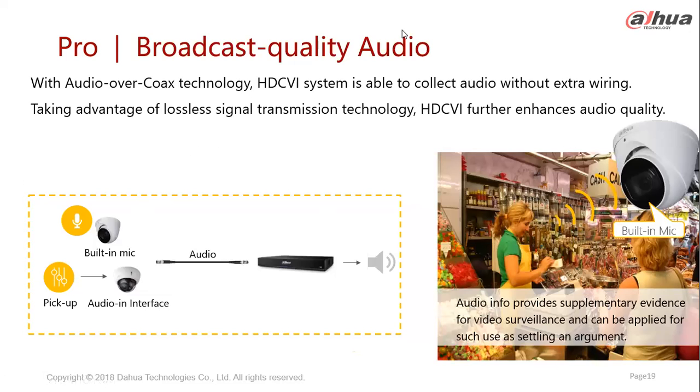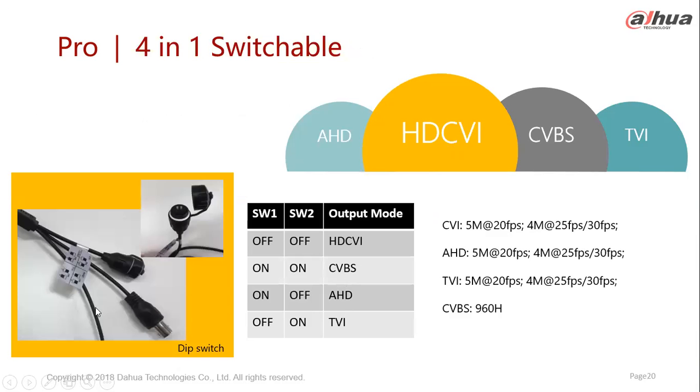Maybe there are other functions of the Pro Series cameras. Quality of audio: you can see transmission of audio over coaxial cable, and you can add a pickup to the camera. Then 4-in-1 switchable. You can check which type of video output to release from your camera. You can have HDCVI, you can have analog HD, different kinds of output to fit your scenario.